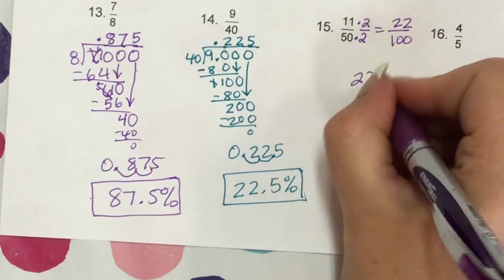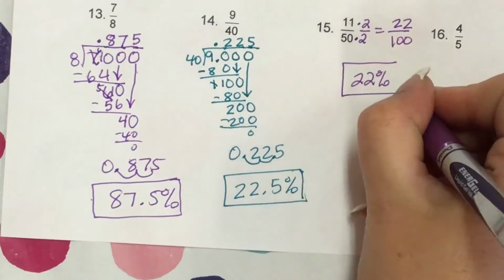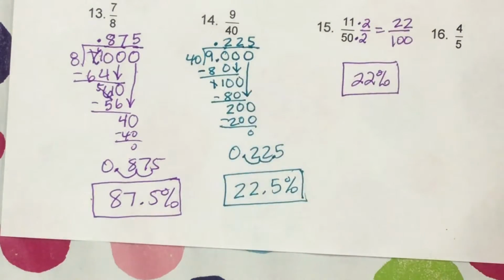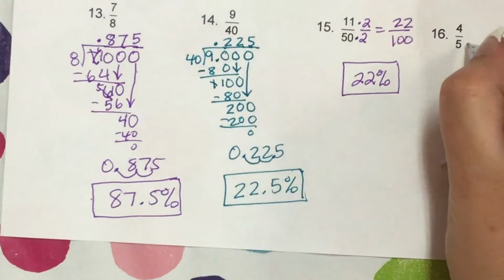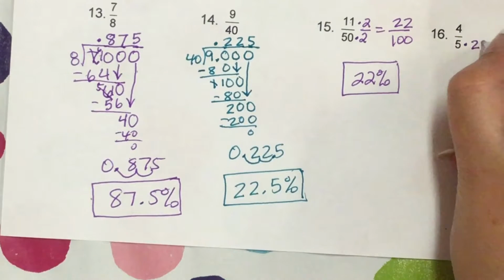And I'm left with 22%. Man, that is so much easier than that. Okay, 4/5. 5 is another one that I know I can make into 100 pretty easily. I can just multiply 5 by 20.